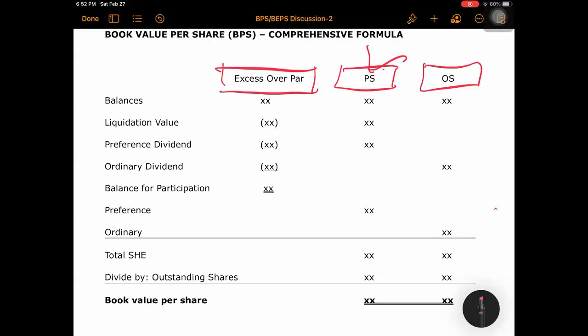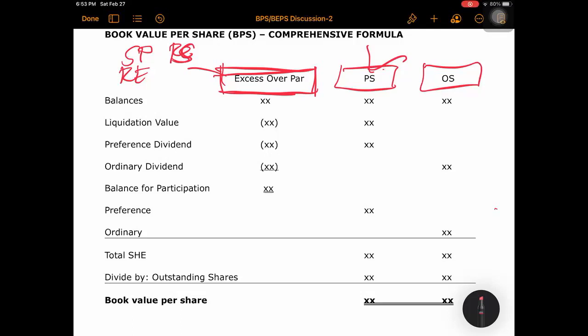Then excess over par value, what do you mean by excess over par value? Di ba, literal, excess over par. So therefore, this is the amount of total shareholders' equity minus the par value of your preference shares and ordinary shares. So excess over par, this refers to your share premium, retained earnings, pwede na revaluation surplus, and other items in your total shareholders' equity except the par value of your preference shares and ordinary shares. So mao na ang excess over par value.